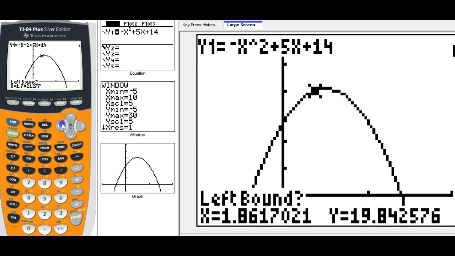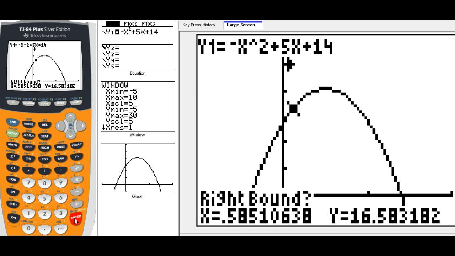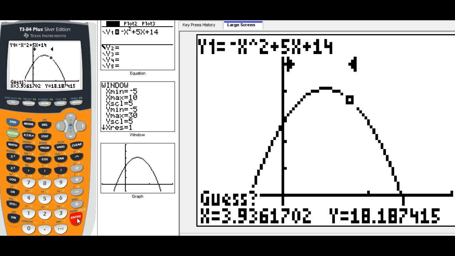So you can use your arrow keys to get left. Once you're somewhere left of the highest point on the graph, press enter, and you'll see a little arrow come up. So now I've identified the left boundary. Now the calculator asks me what's the right boundary. So again, I can move my arrow to the right until I am to the right of that maximum point, and anywhere to the right, doesn't matter how far, and you press enter, and another arrow will come up, and you will now find the maximum value between these two boundaries.